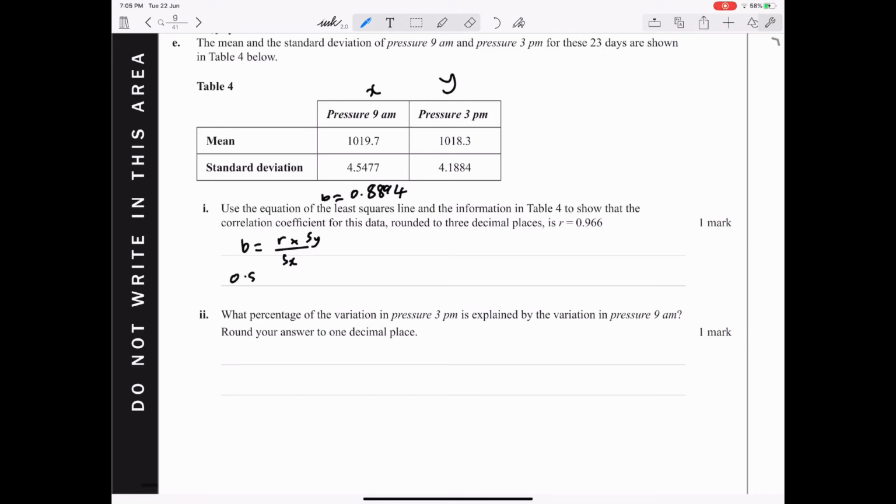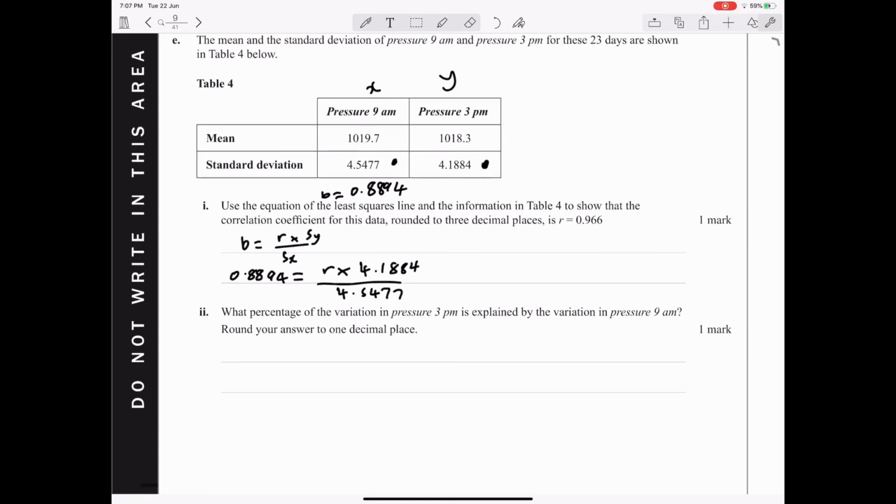So 0.8894 equals R, correlation coefficient, times the standard deviation of y. Standard deviation of y is over here, 4.1884, on the standard deviation of x, which is 4.5477. So now we need to solve for the value of R, since it is a show that question. Since it's a show that question, we must show our steps to find the value of R.